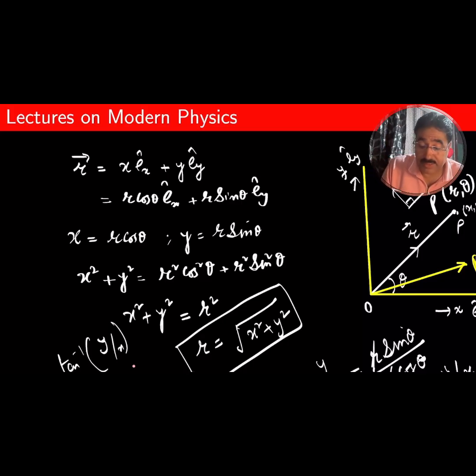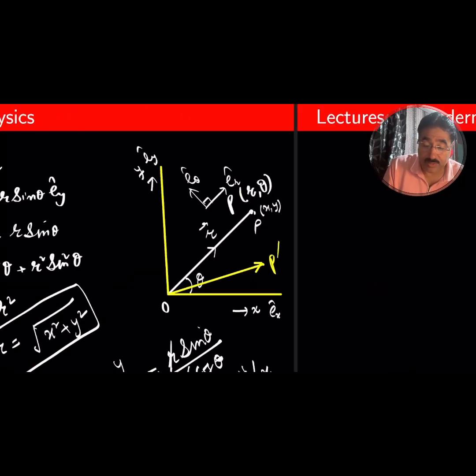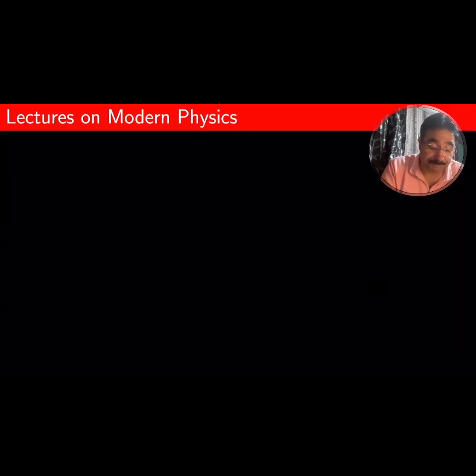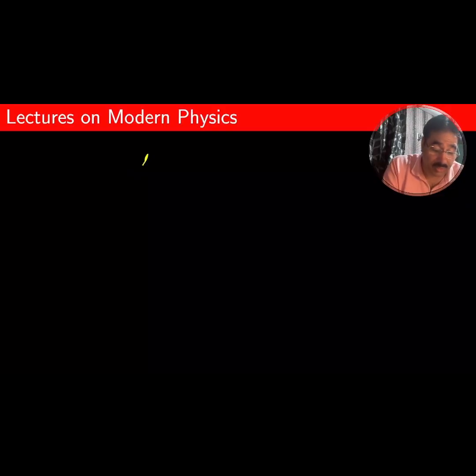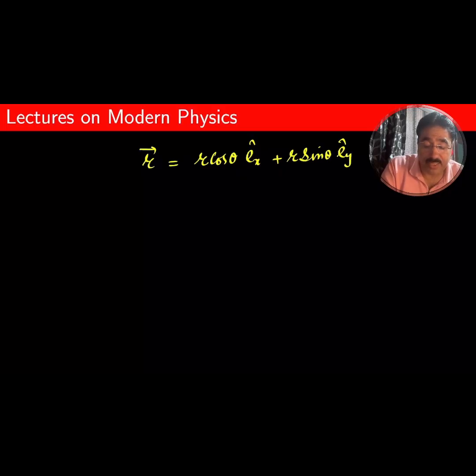So let's see how I can express e theta and er in terms of ex and ey. So let's do that. Now, what was my r vector in polar coordinates? It was r cos theta ex plus r sine theta ey. Basically it is x ex plus y ey, where x is r cos theta and y is r sine theta.